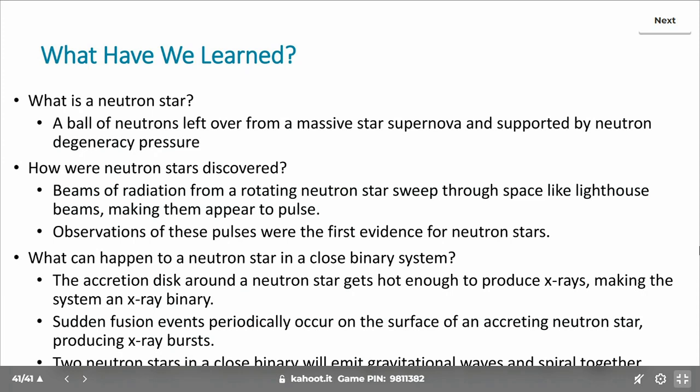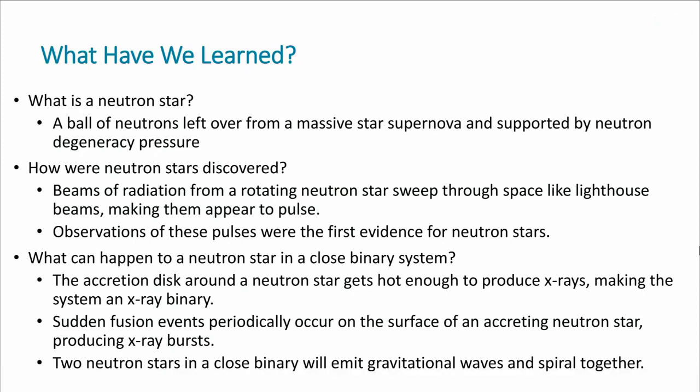So these neutron stars are basically the core of a massive star that has exploded in a supernova, and the core is just a ball of neutrons that are supporting themselves by this quantum mechanical neutron degeneracy pressure. We first discovered them by observing these very fast rotating objects in space, and those rotations made them pulse. And the only object that would be able to rotate that quickly and not blow itself apart was basically a neutron star.